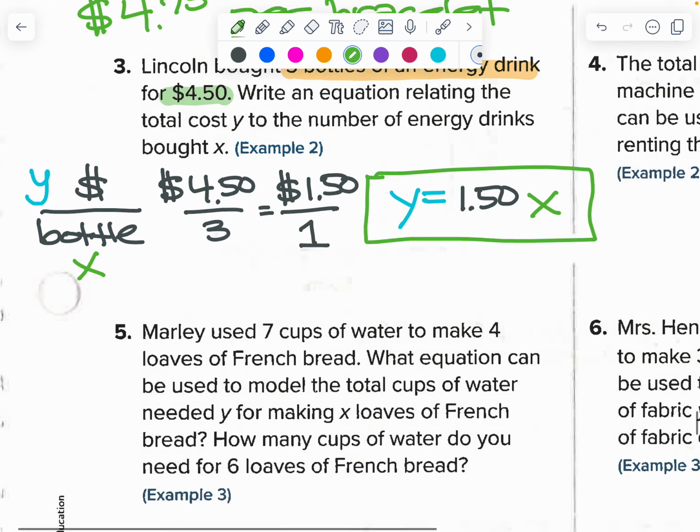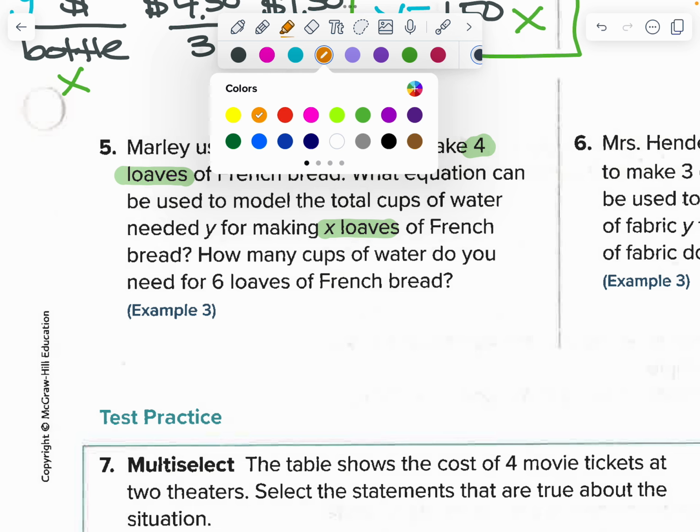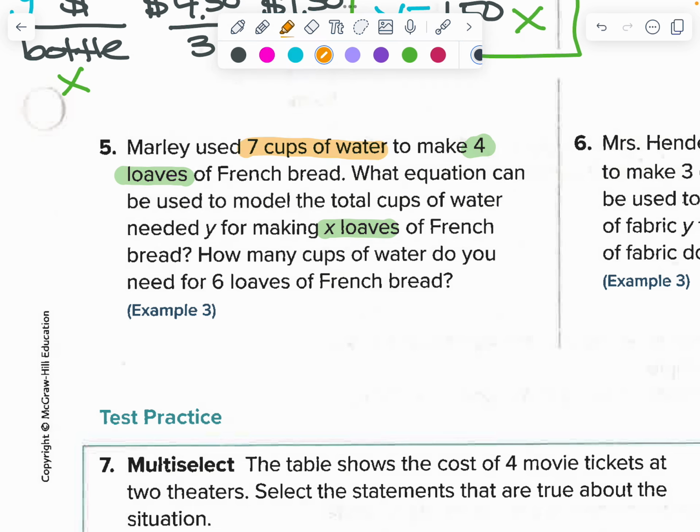Let's go on to number 7. Nope, number 5 has 7 cups. All right, so let's highlight some important information. Marley used 7 cups of water, and that's going to make 4 loaves of bread. Yum! I love baking bread. All right, what equation can we use to model? Don't forget, x are the loaves, and y is going to be our cups of water. All right, let's try it.